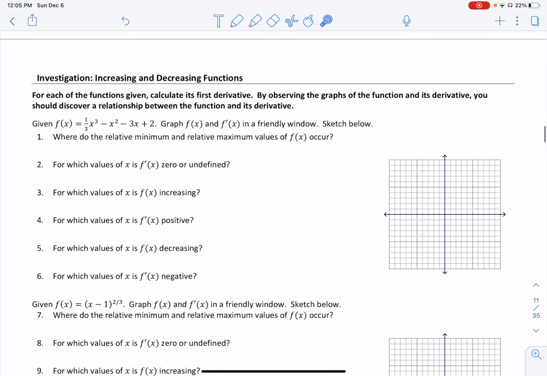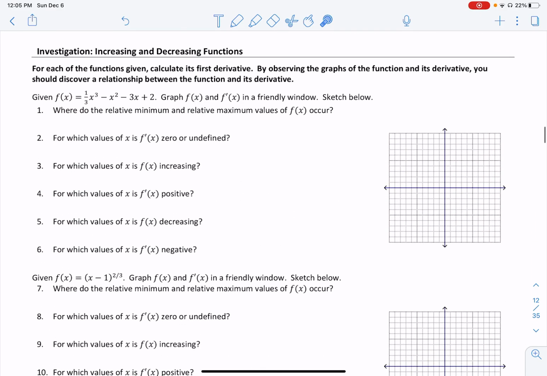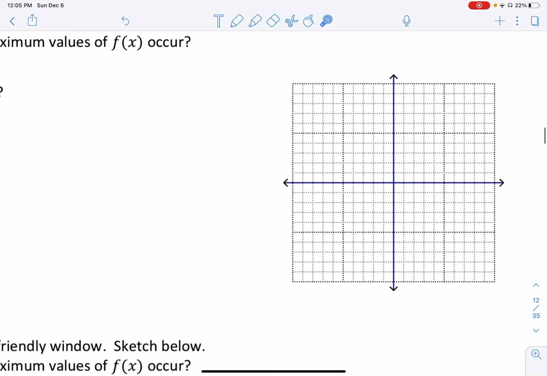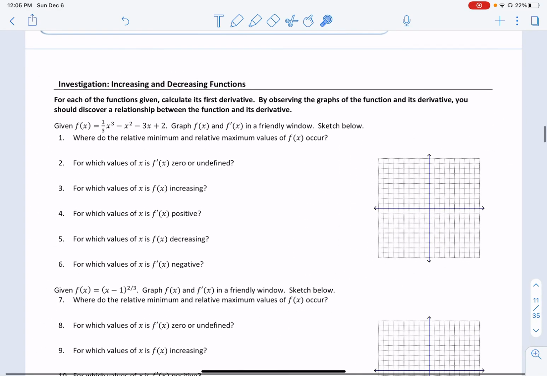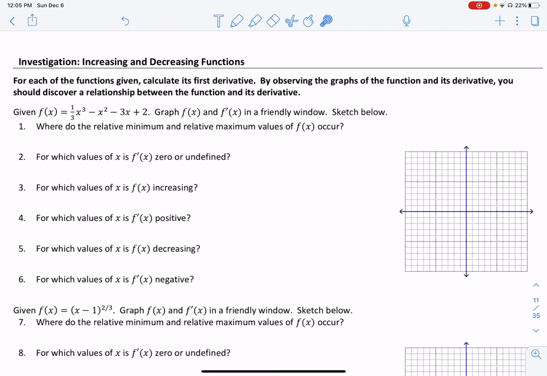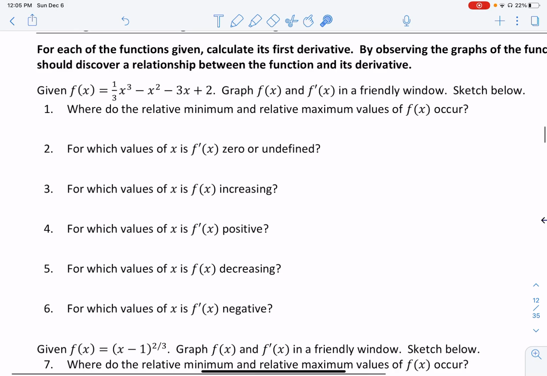So you should find a handout that has this investigation on it. It has three different functions here. I'd like for you to graph that function. You can use a graphing calculator to help you graph it. And you're going to find mins and maxes. Again, you're just using the calculator to help you find those mins and maxes. You also want to find critical values, as you can see right here.